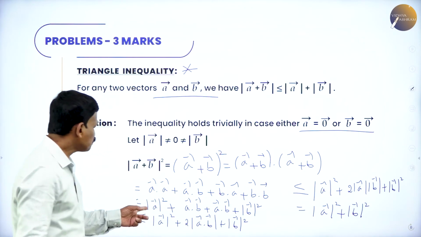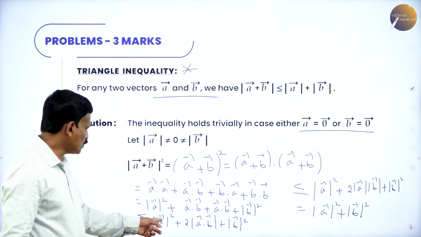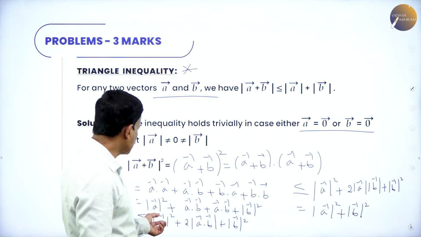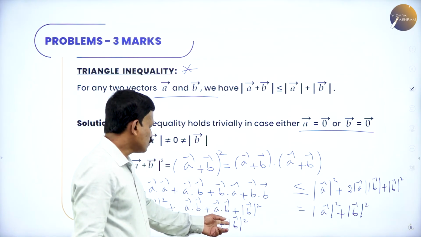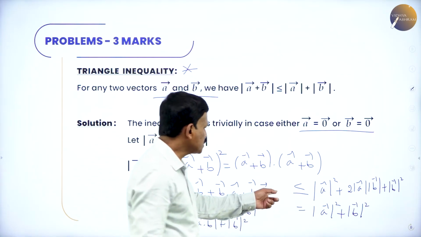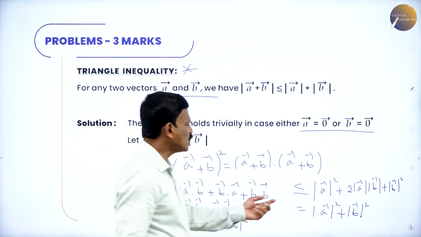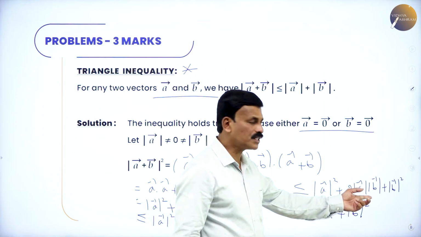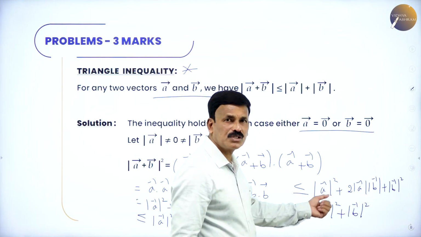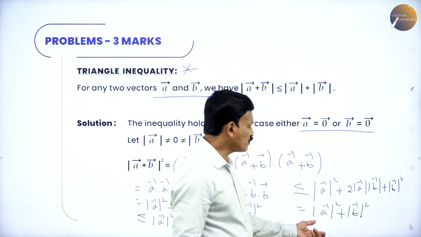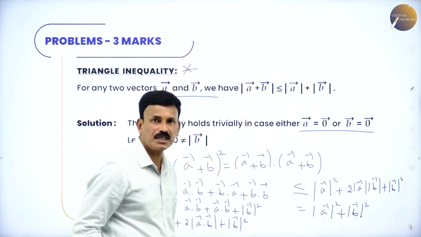So listen to me. This is less than or equal to the magnitude of vector A whole square plus 2 times the magnitude of A dot B plus the magnitude of vector B whole square, which is less than or equal to the magnitude of vector A square plus 2 times the magnitude of vector A into the magnitude of vector B plus the magnitude of vector B whole square. This is of the form a square plus 2ab plus b square, the a plus b whole square formula. This can be written as the length of A whole square plus the length of B whole square.